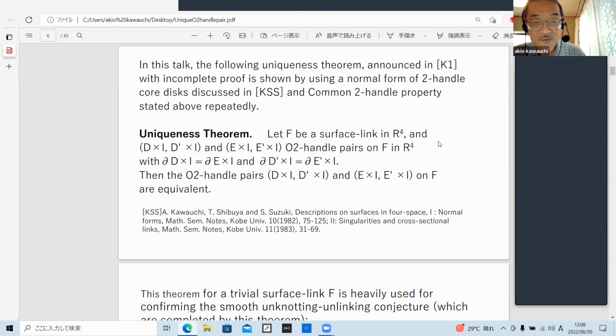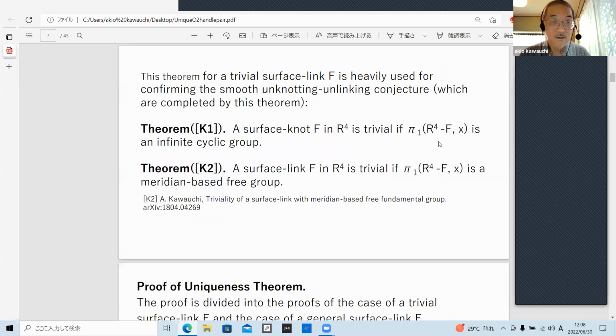Let F be a surface link in 4-space, and D×I, D'×I and E×I, E'×I orthogonal pairs whose attaching parts are equal. Then such orthogonal pairs are equivalent. This is the main result. This theorem for trivial surface links is heavily used for confirming the smooth unlinking conjecture, which is completed by this theorem.